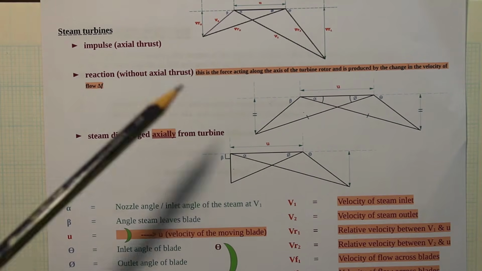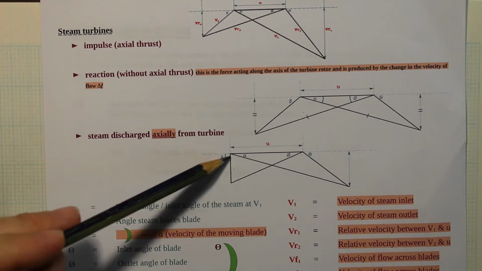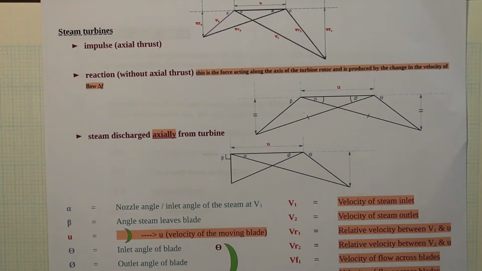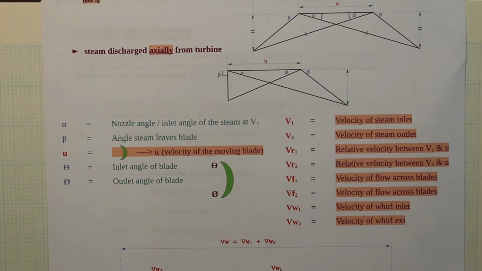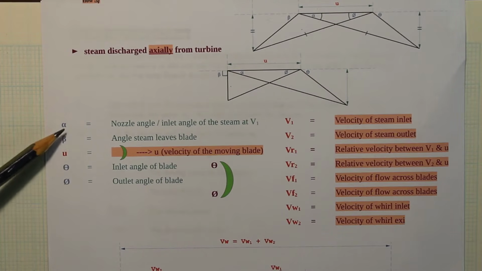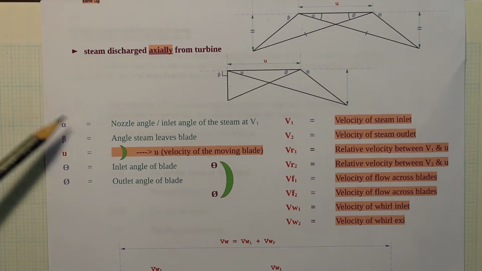All right, so you need to learn that. So that's the angle at which the steam leaves the turbine blade. You need to know that. It's very important. And then also over here you need to know this. Here it's speaking about the different angles. You need to know what alpha is, which is the nozzle angle. What is beta? It's the angle that the steam leaves the blade, right?